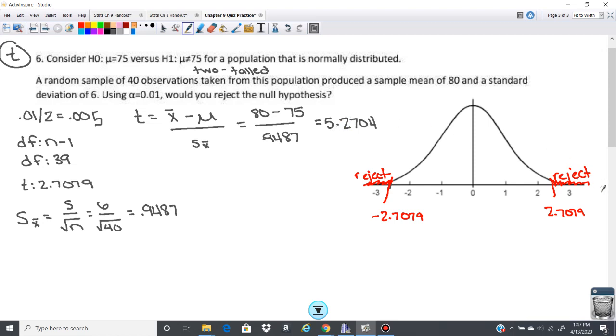Okay, where is that? That's way out here, which means it's in the rejection region. So would you reject the null hypothesis? Yes, I would. And that is your solution for number 6.